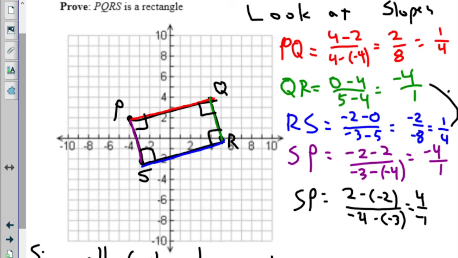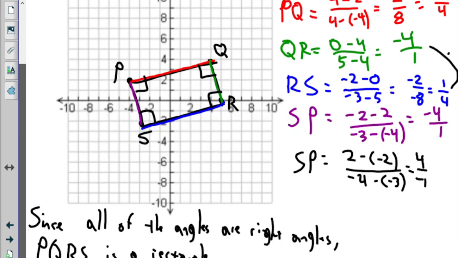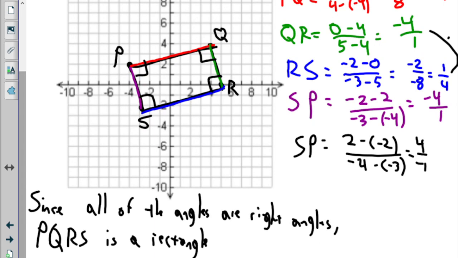All of these, you notice, have opposite reciprocals. So we have P to Q and Q to R and R to S and S to P. All four of them have our slopes being opposite reciprocals, which means that all four of them are right angles, which means that we have the rectangle that we're looking for. So just to remind you, we were looking at slope because we wanted to know about those lines being perpendicular. And the thing that tells us that is our slope.